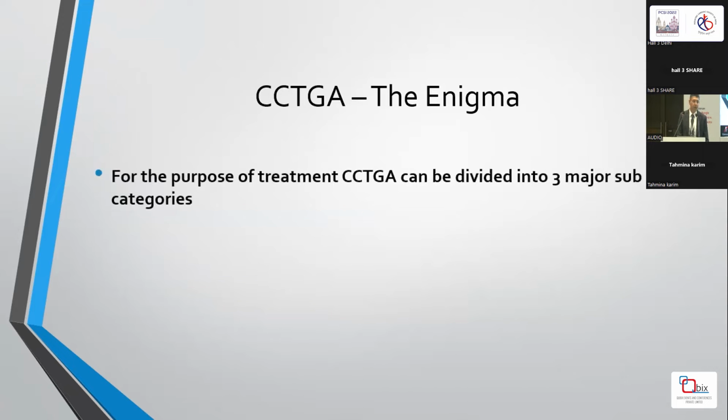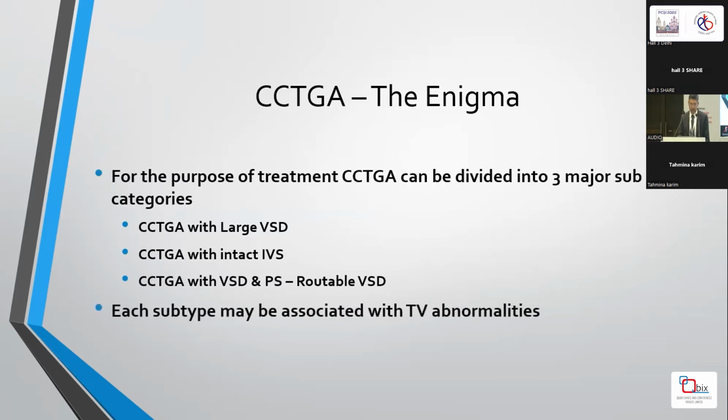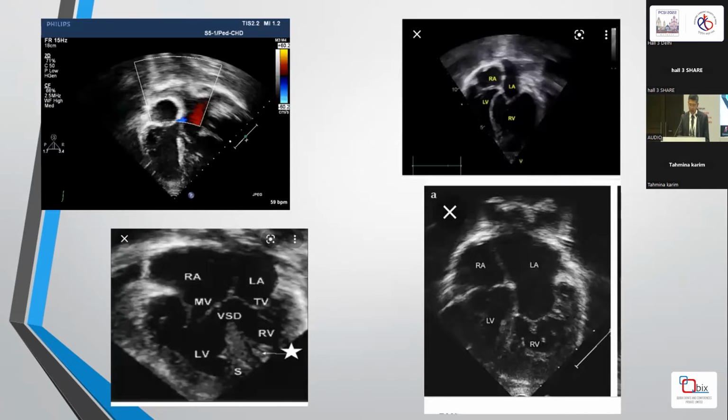For the purpose of treatment, CTGA is divided into 3 subcategories: CTGA with large VSD, CTGA with intact IVS, and CCTGA with routable VSD or non-routable VSDs. So we'll take these 3 categories. Non-routable VSDs I'll keep out of this talk. Each subtype may be associated with tricuspid valve abnormalities or conduction defects. These are just a few examples.